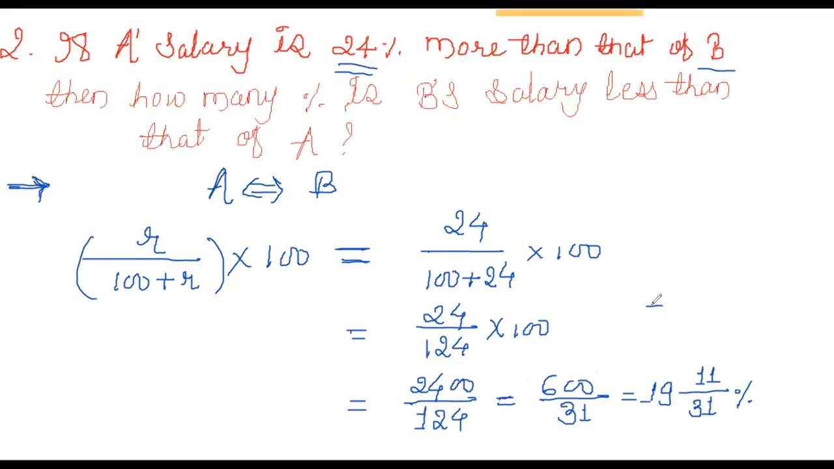Or you will get that in decimal. How much? 19.35. Yes, 19.35%. Okay. Then next one.